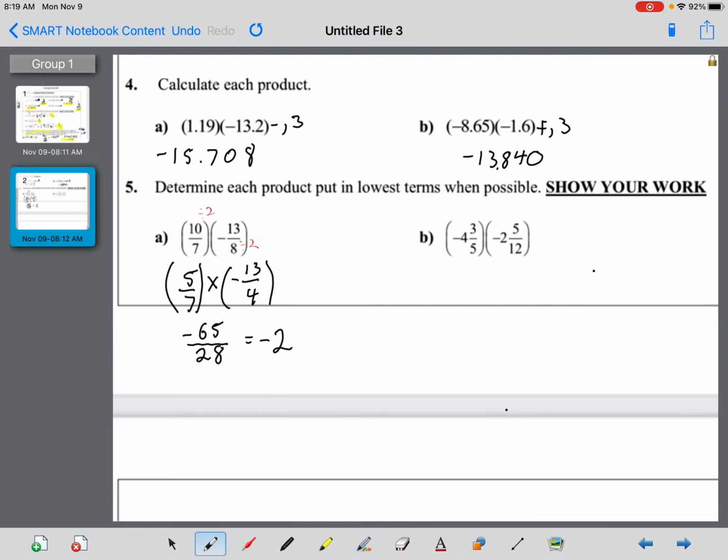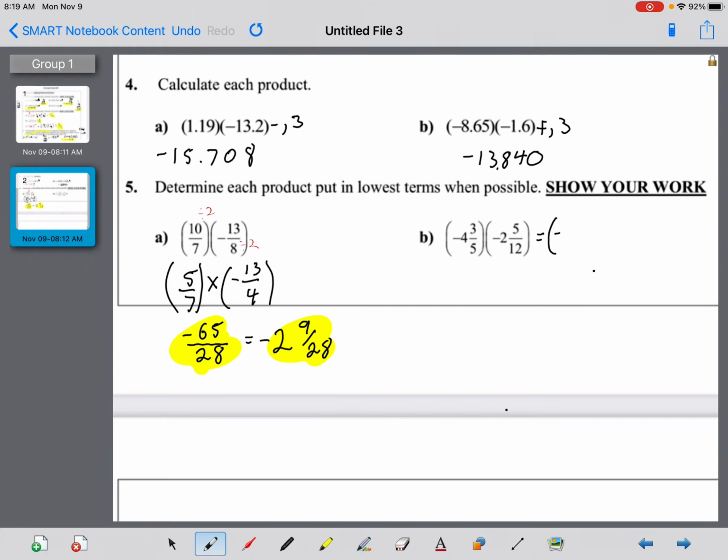2, 7, 6, 5 minus 5, 6. Negative 2 and 9/28. And I don't believe that's in lowest terms. So it's the primary answer I want. This is closer. Reduced is ideal.